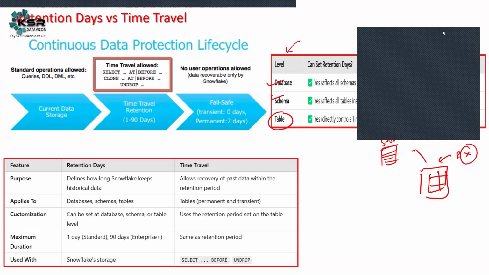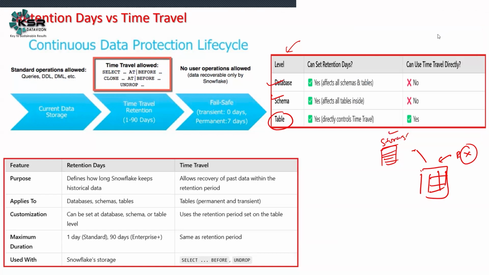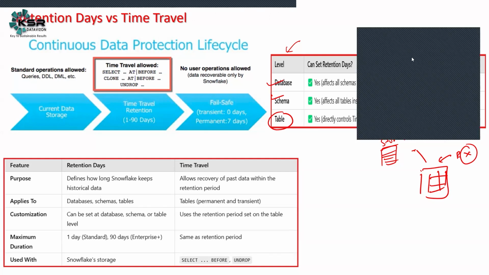Actually, if we mistakenly dropped something, we can retain the data. By mistake, if we drop it, we can undrop it.